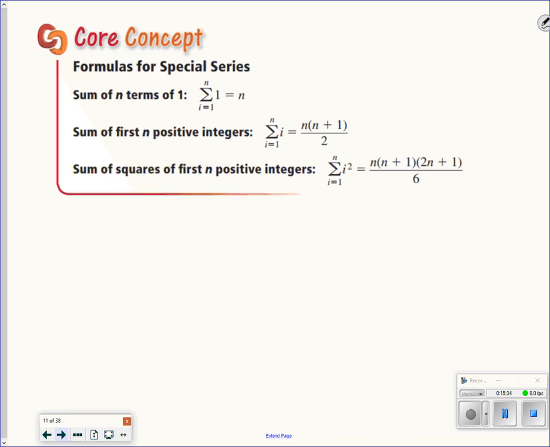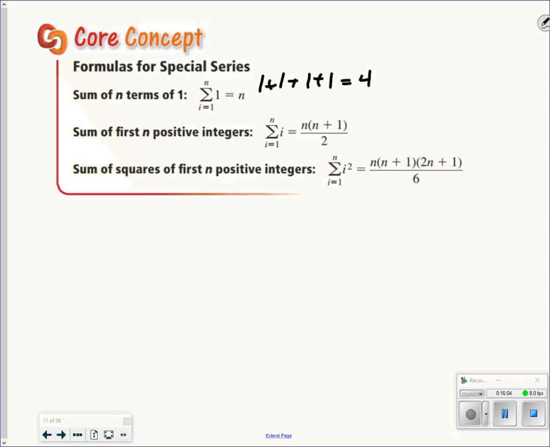Special ones. If you are in math club or you're involved in some of these competition type things, these are the ones that usually show up. Is anytime you're doing the sum of terms of one. Now that one's a little bit easy, but basically it's saying if I add up a bunch of ones. So if I had 1 plus 1 plus 1 plus 1, there's 4 ones, so the answer is 4.